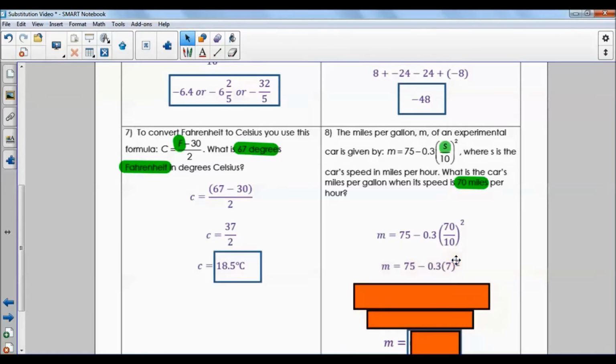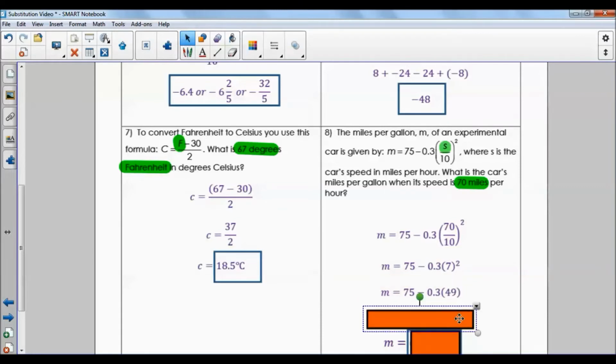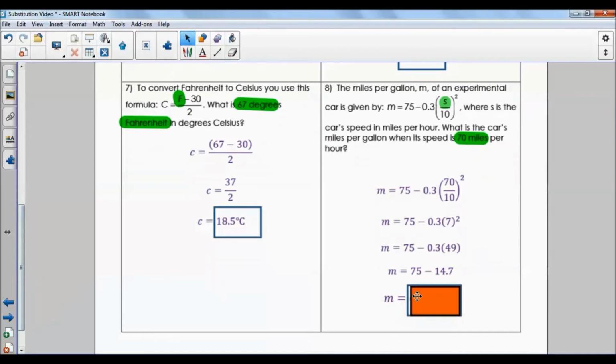So parentheses first, 70 divided by 10 is 7. Then exponents, 75 minus 0.3, then this squared is 49. Then multiplication, 0.3 times 49 is 14.7. So then 75 minus 14.7 is 60.3 miles per gallon.